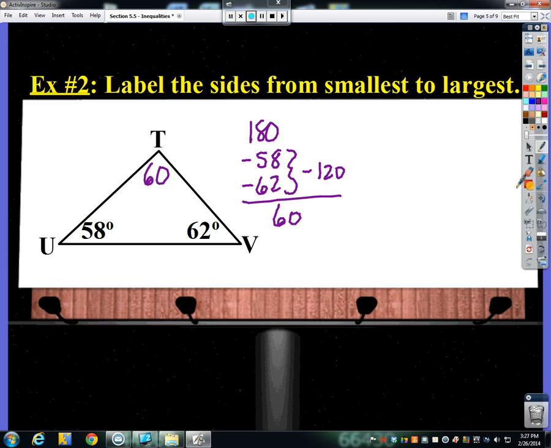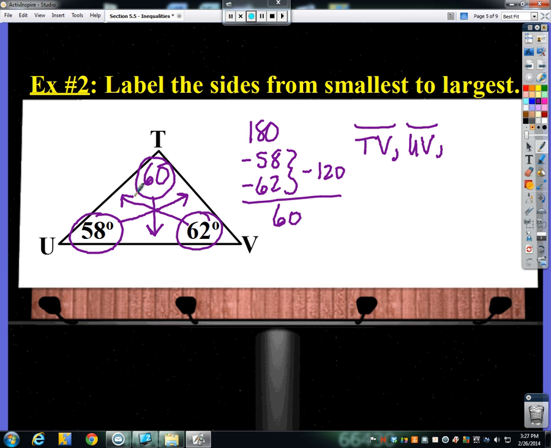So now we can discuss which side is the smallest, and the smallest side would be opposite the smallest angle, which is the 58. So TV is the smallest, and then 60 is our middle number, so the side opposite of it is UV, which leads us to the largest side, which is opposite the 62 degree angle, the largest angle, which is UT. And that's it. We're done.